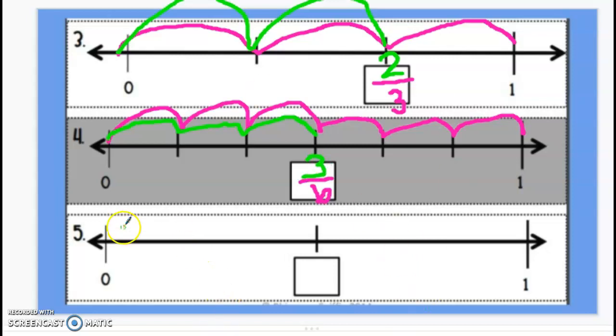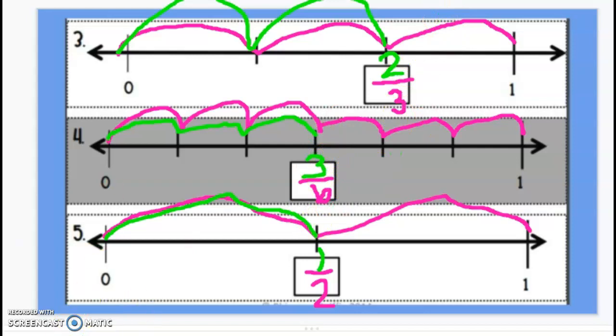Okay, and then I have one last one. All right, I'm going to count my spaces. 1, 2. That is going to be the denominator. And then where does my box land? How many spaces? Just 1. So this fraction is 1/2. This fraction was 3/6 and 2/3.